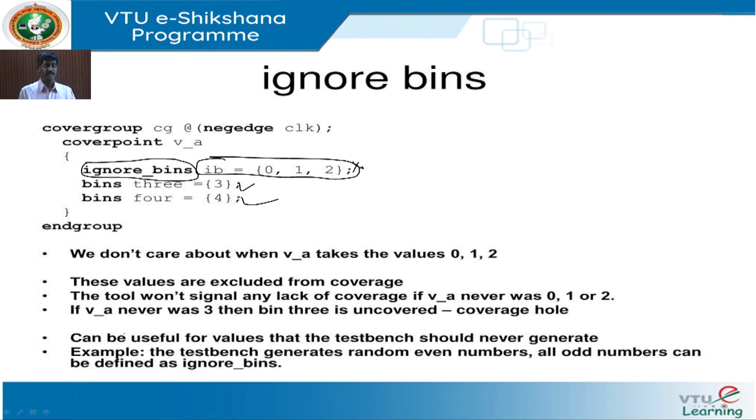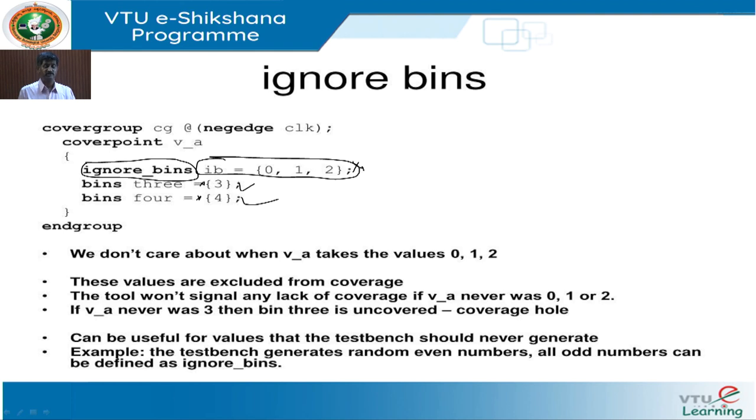If va was never 3, then bin 3 is uncovered, so coverage hole will be created. Similarly, if the bin does not take the value of 3, then the hole will be created.